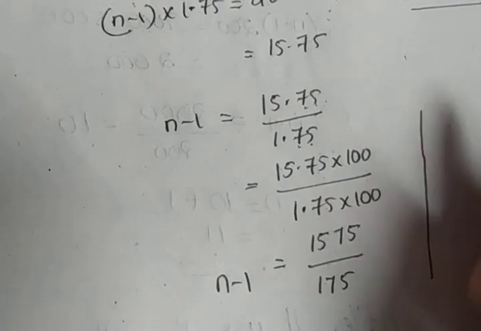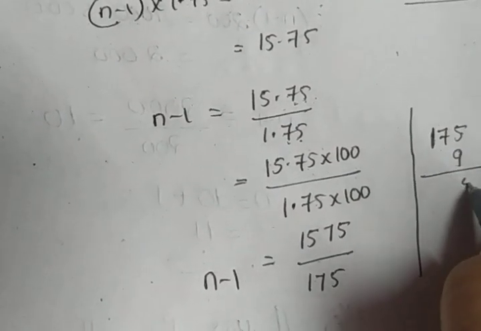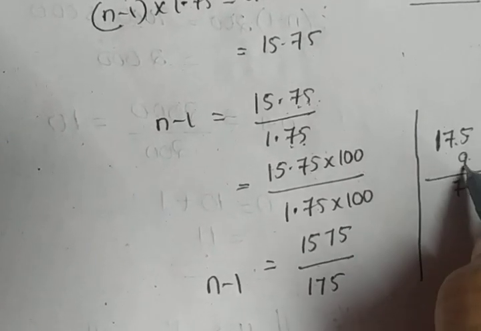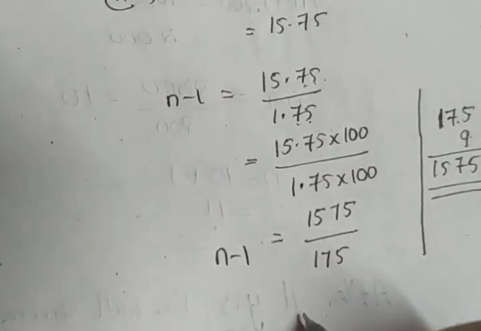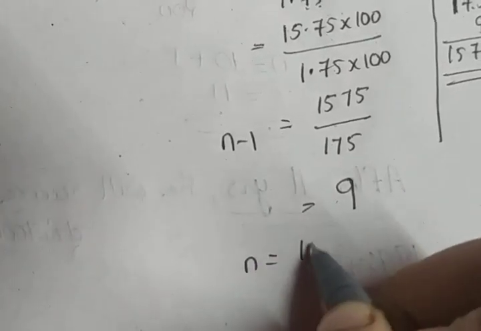Again we have to divide. Just multiply 175 into 9. 9 5s are 45; 9 7s are 63 plus 4 gives you 67; 9 into 1 is 9 plus 6 gives you 1575. So this division will give you the value 9. So n is equal to 10.